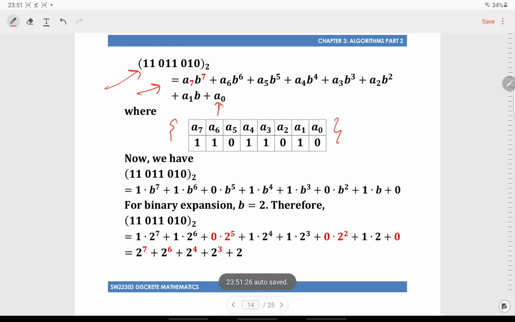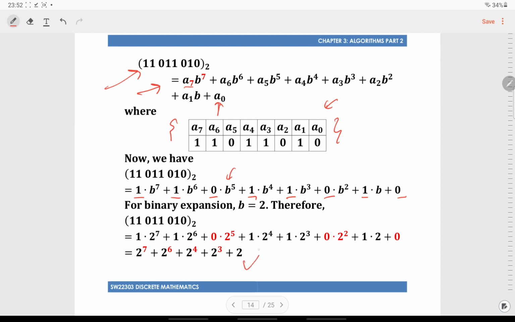So we have a7 equal to 1, a6 equal to 1, a5 equal to 0, up to a0 equal to 0. And then we substitute the values for the a's based on the table. So a7 is 1, a6 is 1, a5 is 0, a4 is 1, a3 is 1, a2 is 0, a1 is 1, and a0 is 0. For binary expansion, the value for the b is 2. The base is 2, right? So we substitute the value for the b equal to 2.